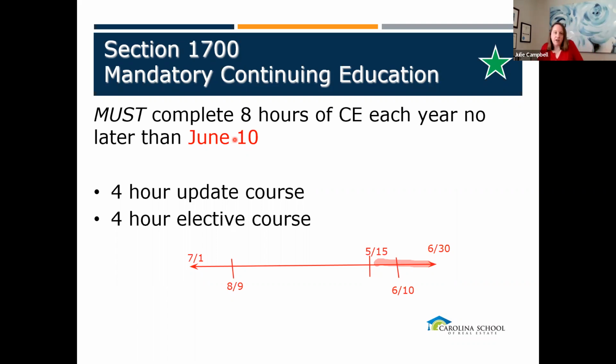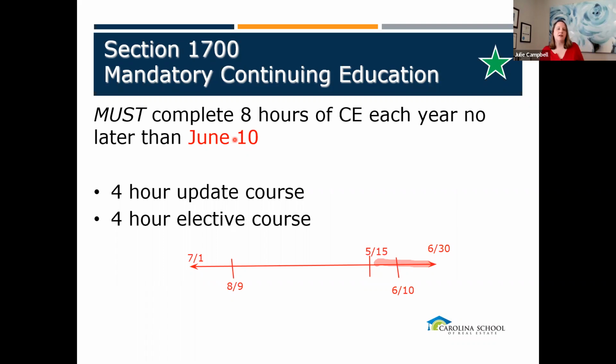I never recommend waiting until June to take CE. There's some daredevils out there that enjoy doing CE on June 10th. They just make me nervous. Because what if you wake up on June 10th and Spectrum is down and you don't have internet? What if you're going to go in person and you wake up and you have a flat tire? Can things happen on June 10th? Yeah.